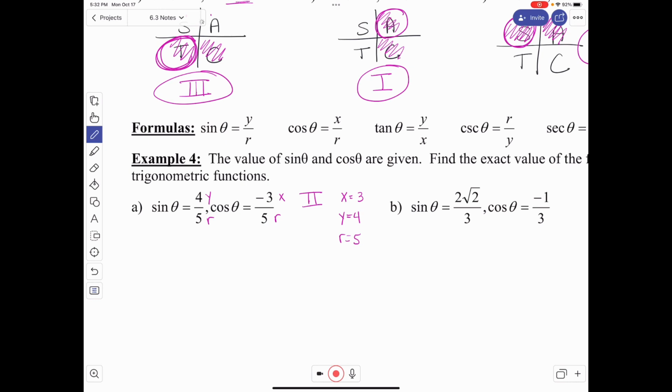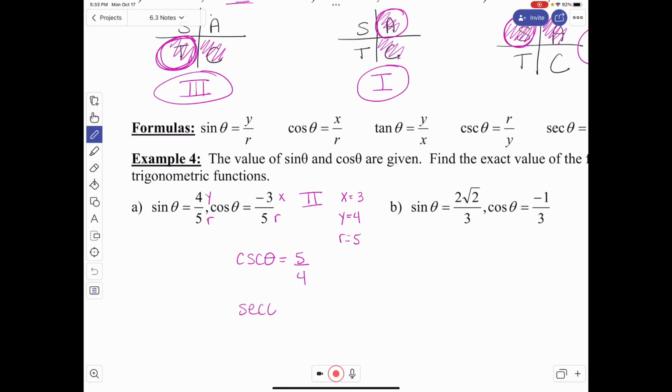Okay, so I'm going to do cosecant of theta. Like we said, cosecant is r over y, and I know it's going to be positive, so 5 over 4.